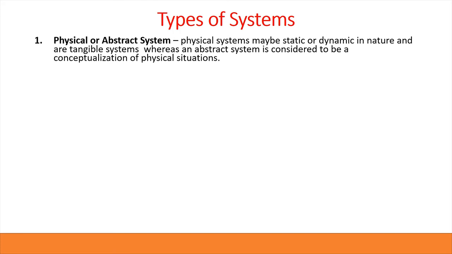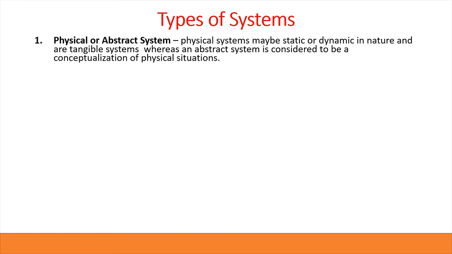A physical system may be static or dynamic in nature, and it is something that is already present in nature. Let's say for example a lake or a river or a particular island that is already present, that is known as a physical system, okay. And we are saying that these are tangible systems. Tangible systems mean something that you can actually physically touch. Those are considered to be tangible objects or systems, okay. Whereas in opposite to a physical system, we have another system known as the abstract system, okay.